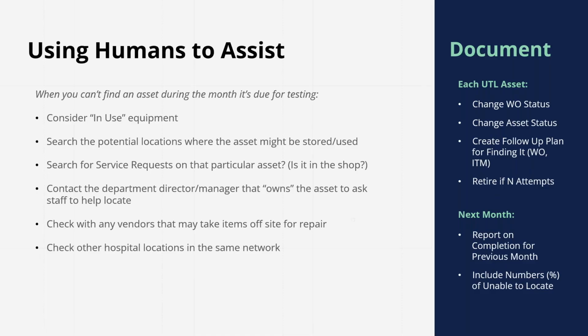Another thing, if you send it out and you're looking for it, it depends on the information you're tracking. That's why if you're tracking everything, all your service requests, all your PMs, everywhere the location changes, that can be very helpful in trying to locate this thing. Where was it last, and when was it last verified to be there? Obviously, contact the department director or manager that owns the asset, or check with other hospitals.